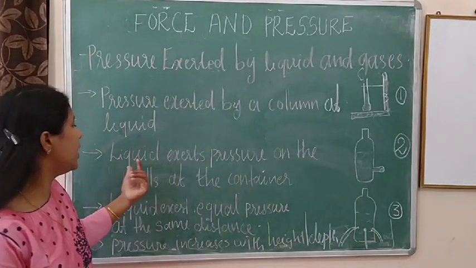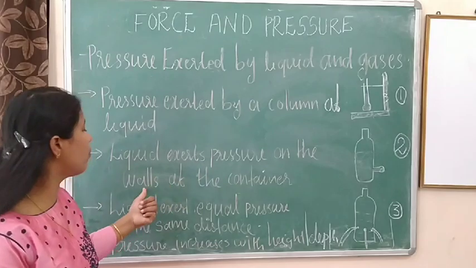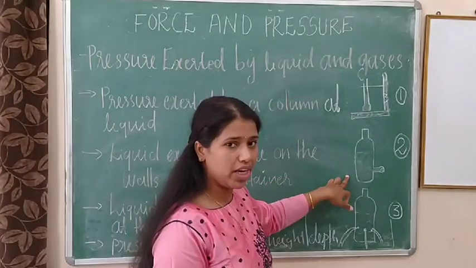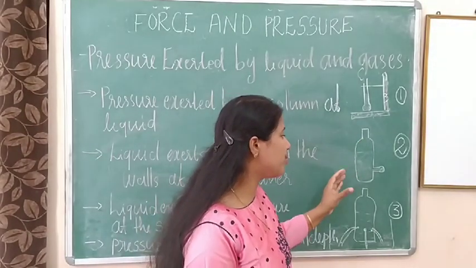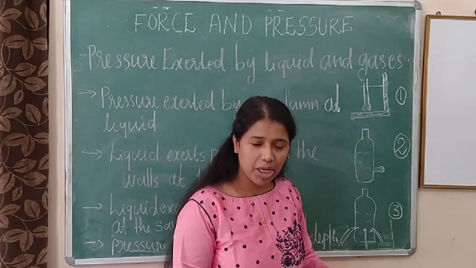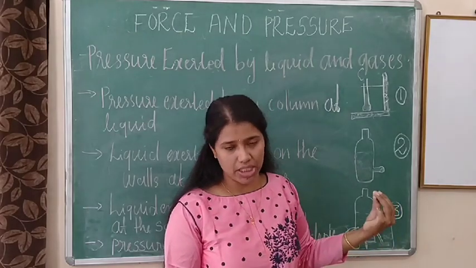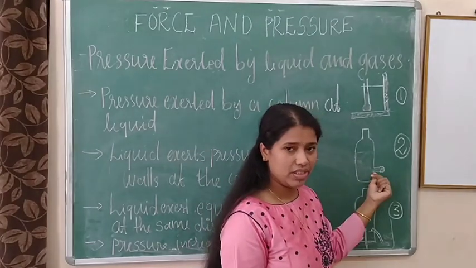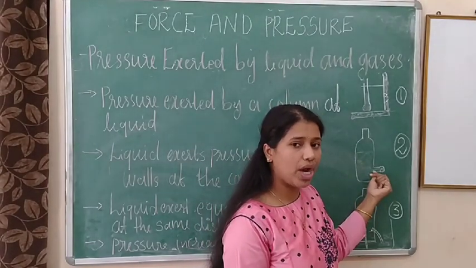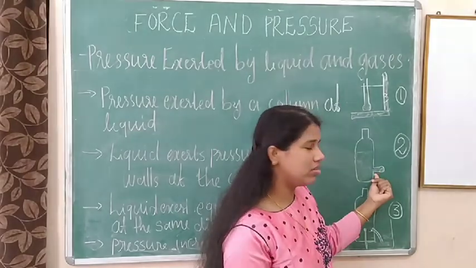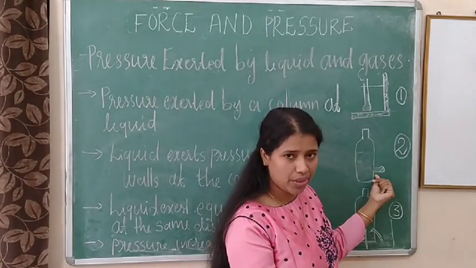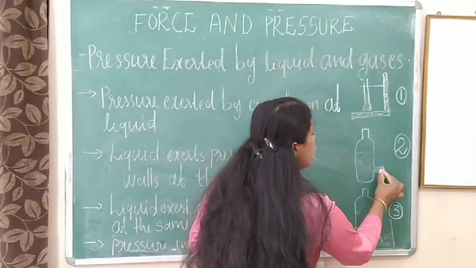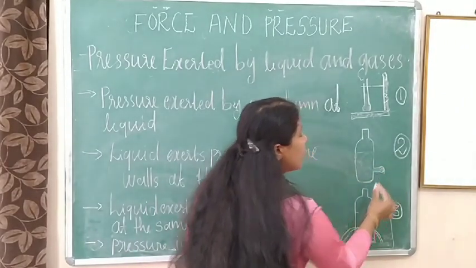Next, second case, liquid exerts pressure on the walls of the container. This is the second activity diagram. First, we take one plastic bottle, a transparent plastic bottle. Only one side you have to open. On this side you connect a small pipe, and the open end of this pipe you connect to one balloon.